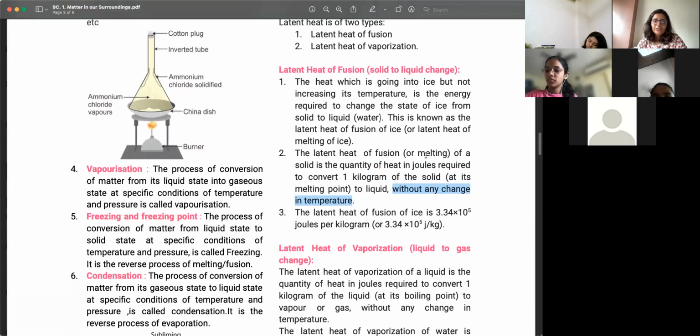So basically, in this particular heat energy, we are counting only the heat energy that is used in changing state. If the temperature changed, it means that heat energy was used in changing the temperature, so we should not count it. So when the temperature is constant, whatever energy is going into this conversion, solid to liquid, or vaporization, liquid to gas, that particular heat energy is what we count under latent heat.